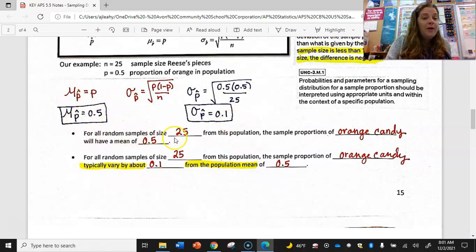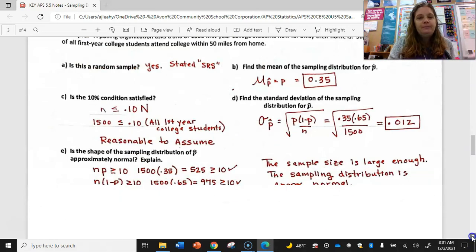We would say for all random samples of size 25 from this population, the sample proportion of orange candy, don't just say the proportion, because you have to say the proportion of what? Proportion of orange candies, as opposed to the proportion of yellow or the proportion of brown, will have a mean of 0.5. And for all random samples of size 25, the sample proportion of orange candy will typically vary by about 10% from the population mean of 0.5. That would be our interpretations.